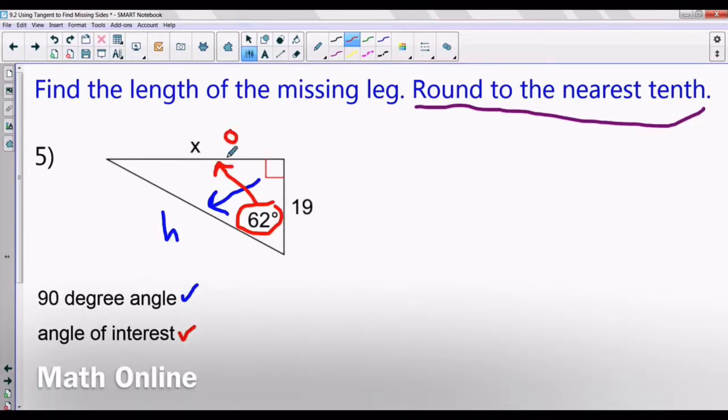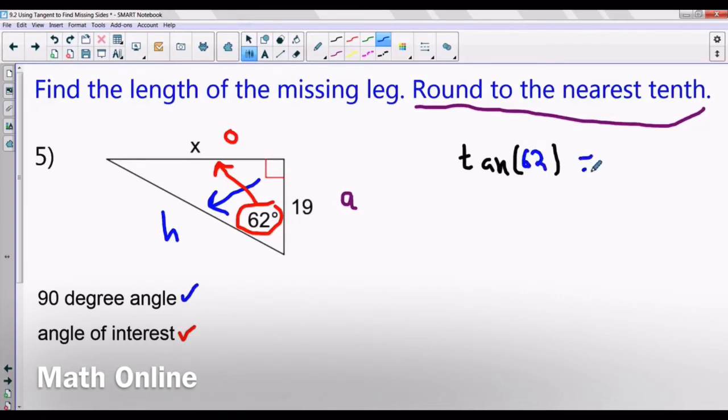Opposite. Across the angle of interest, you will always find the opposite side, okay? Therefore, the 19 will be the adjacent side by default. So we have hypotenuse, opposite, and adjacent. Since we're dealing with tangent ratios today only, we'll say tangent of what angle today? What is the angle of interest? The angle of interest is 62 in this case.